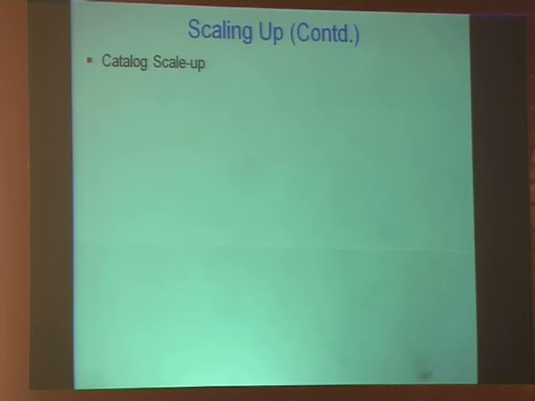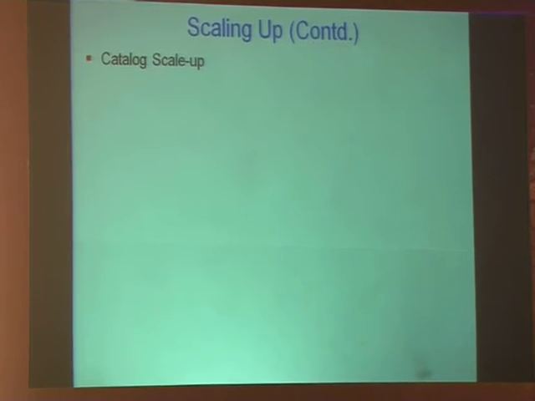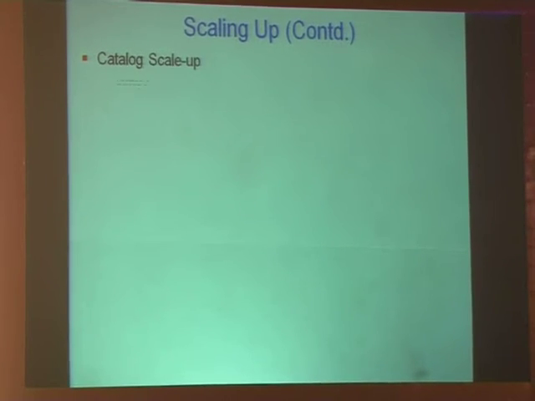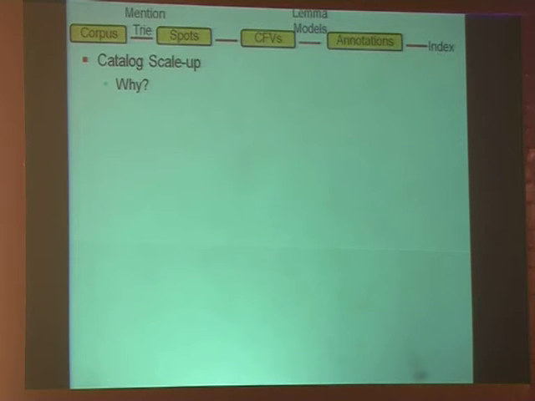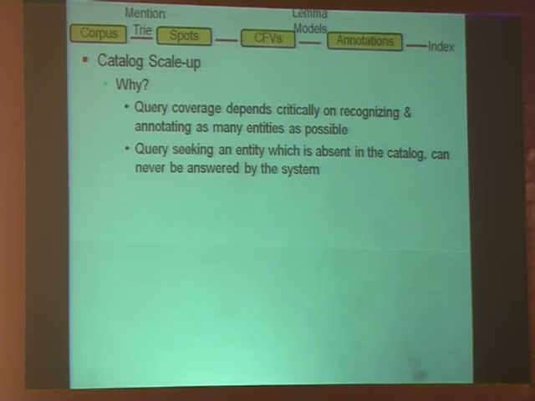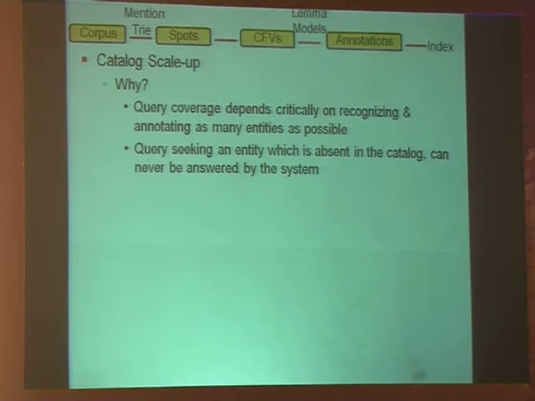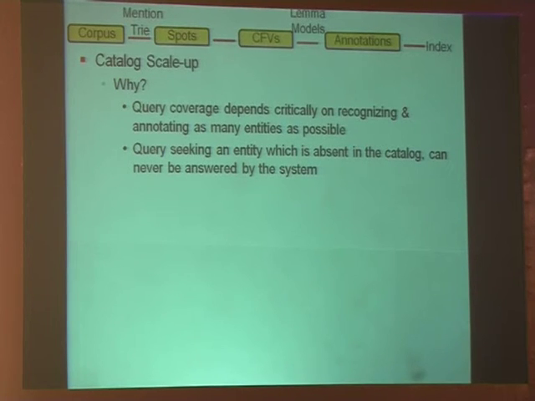Another type of scale up that's possible is scaling up your catalog. Let's say we move from 2 million entities in Yahoo to over 30 million entities in Freebase. Why? The query coverage of the system depends critically on recognizing and annotating as many entities as possible. So if your query is seeking an entity which is not present in the catalog, then your system will never be able to address that query.